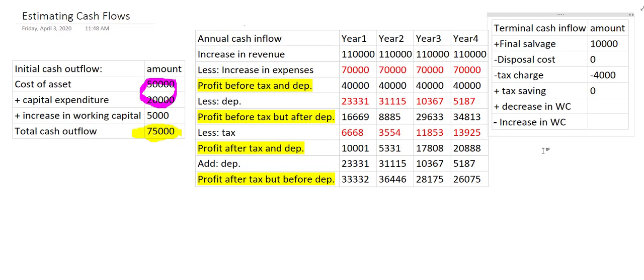Because at the initial, when you start the project, working capital increased and you paid. That is why outflow of the project increased. At the end, when you close the project, there is no need for working capital, so you receive it. When you receive it, the working capital decreases with the project.